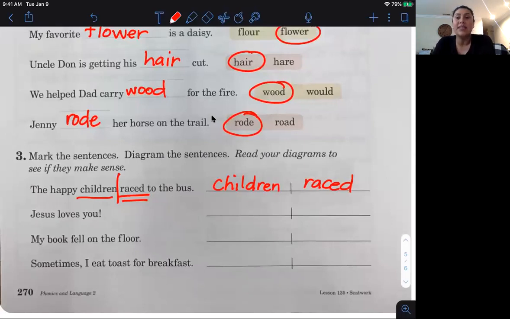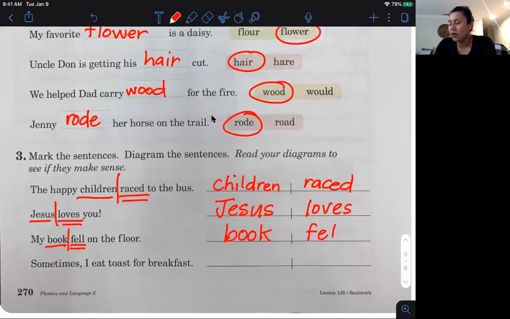Okay. Jesus loves you. How would we break this up? We're talking about Jesus. He's our subject and loves. Now let's see if it makes sense when we write it here. Jesus loves. That makes a lot of sense. My book fell on the floor. What are we talking about? The book. And what did it do? It fell. So over here we would write book fell. The important parts of the sentence.